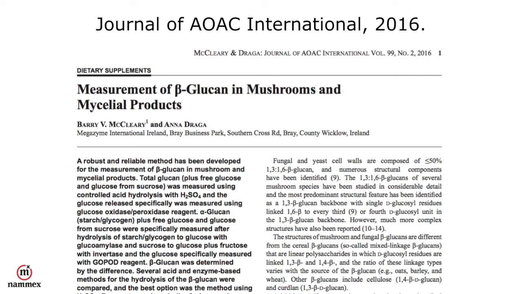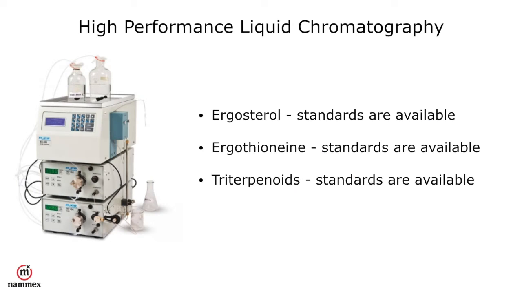In 2016, the Megazyme method was peer-reviewed by the Journal of AOAC International, and the AOAC is the organization that actually will validate testing methods. We use HPLC for our ergosterol testing. Standards are available. We use it for ergothioneine, and there are also standards available. And then we are using HPLC for the triterpenoids in chaga, and there are also standards available for that as well.